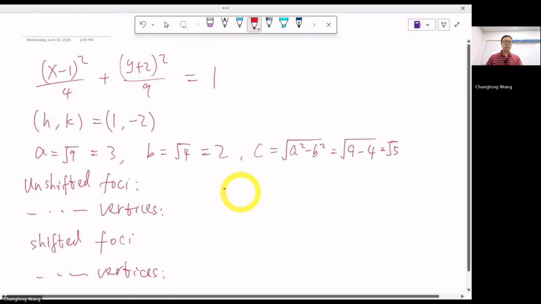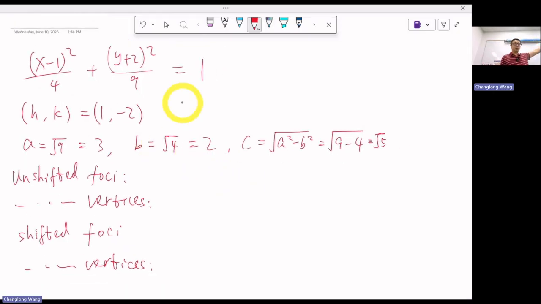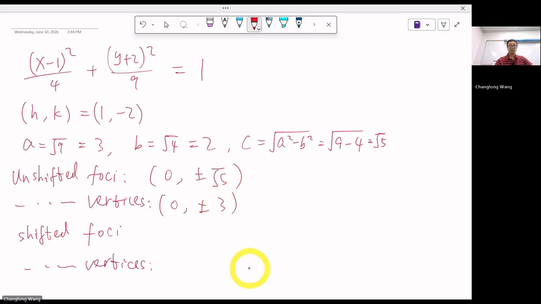So now, is this ellipse a horizontal or vertical one? It's a vertical ellipse, right? So when it comes to a vertical ellipse, the foci and the vertices are 0 plus or minus c, or 0 plus or minus a, right? So in this case, c is radical 5, so the foci are 0 comma plus or minus radical 5. And unshifted vertices will be 0 plus or minus a, right? So it'll be plus or minus 3. You guys with me? Unshifted one, right? Just playing with the a and c.